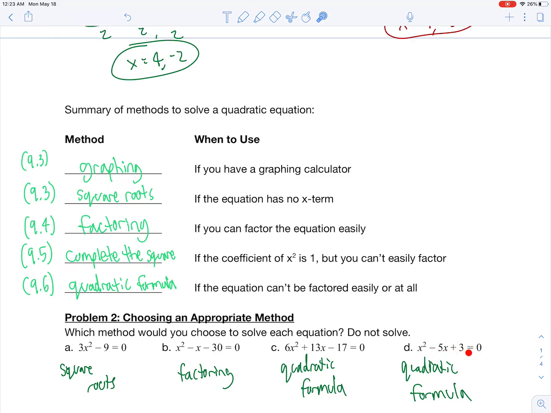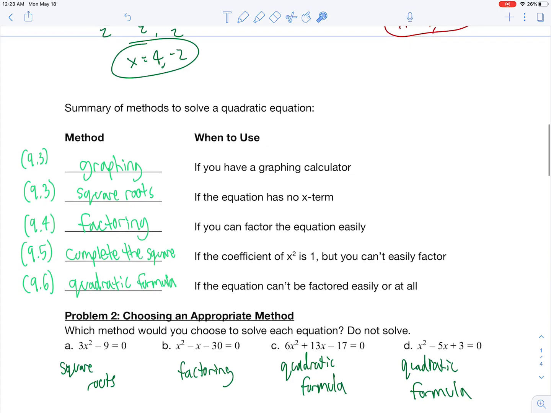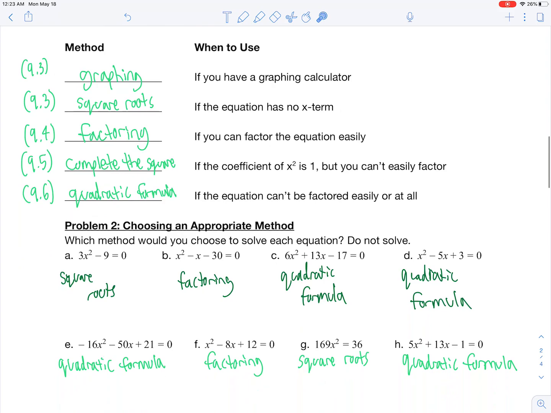Our last example is one that you could solve using completing the square, but notice that if this term is odd, usually that's going to be a little bit tougher. And since we can't factor it either, I would also use quadratic formula for D. There's another row here as well, so just revealing what I would use on the next four.